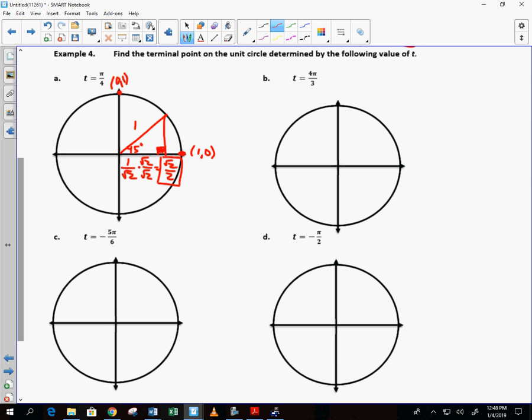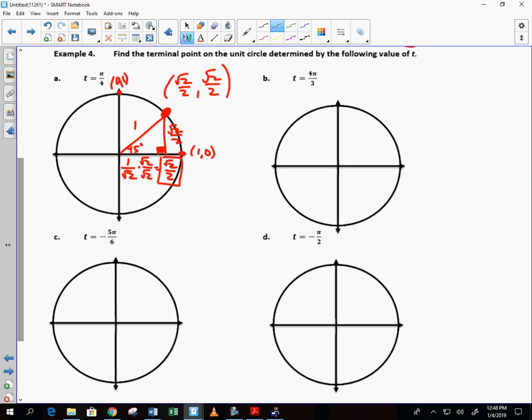If the base is the root of 2 over 2, what's the height? Because it's a 45, 45, 90, right? We got the root of 2 over 2 here as well. So the question is, what is this location? That's what we're trying to answer, is that point. And its location ends up being the root of 2 over 2, root of 2 over 2. That's the location, the x value and the y value. What do you think?